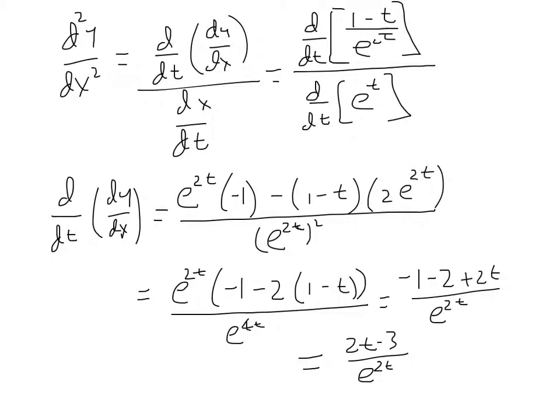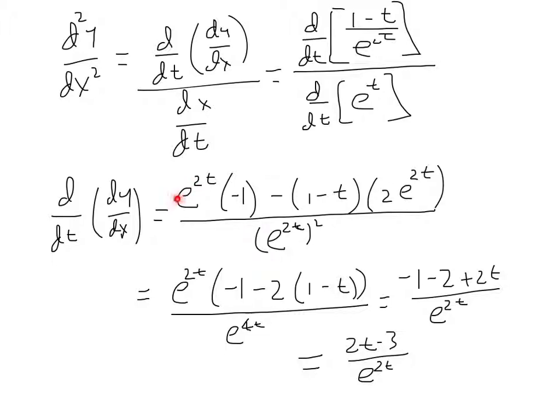Now, in order to find the second derivative, what we're going to have to do is take the derivative of the first derivative with respect to t, and then divide that by the derivative of x with respect to t. So what we'll be doing then is finding the derivative of the function 1 minus t over e to the 2t, and then dividing that by the derivative of the function e to the t. So we have a quotient rule to deal with here, and I'm going to split that out. So this right here then is going to be just the derivative of 1 minus t over e to the 2t.